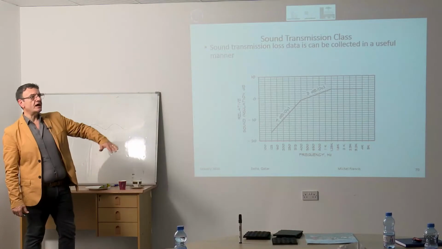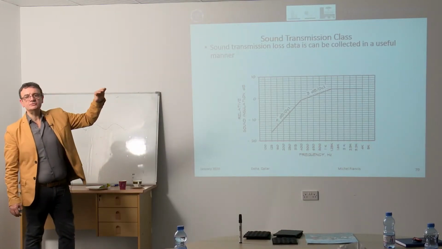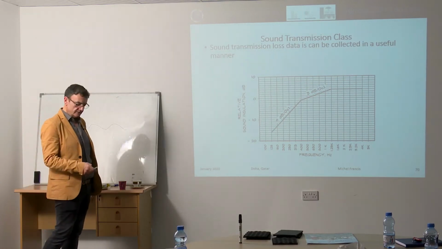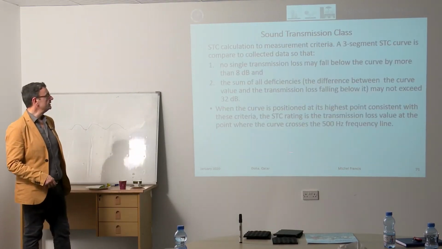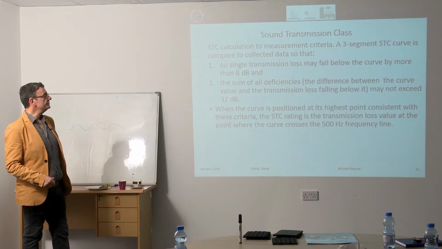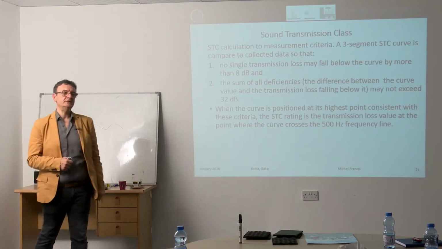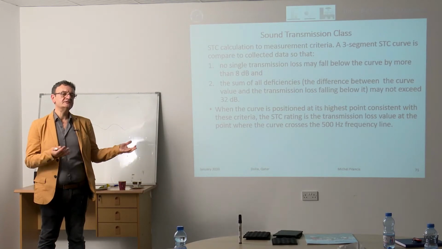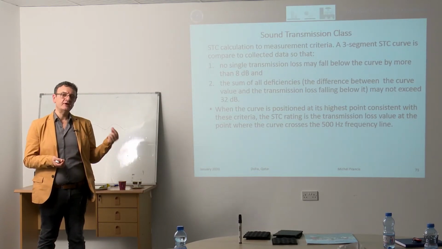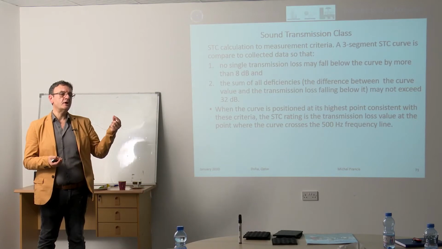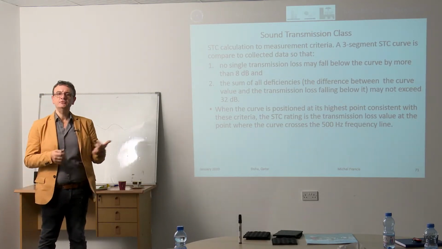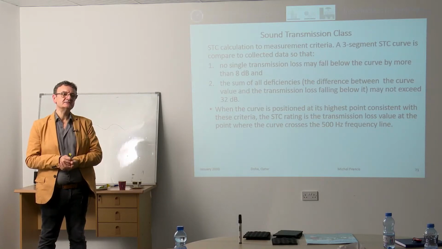Criteria, so you move it upwards to the maximum possible, consistent with those criteria. Then you take the reading at 500 hertz, and that's the STC rating. So they have found out that this is a good way to find a rule of thumb of the sound transmission loss across materials, and that will give you the sound transmission class of that material.